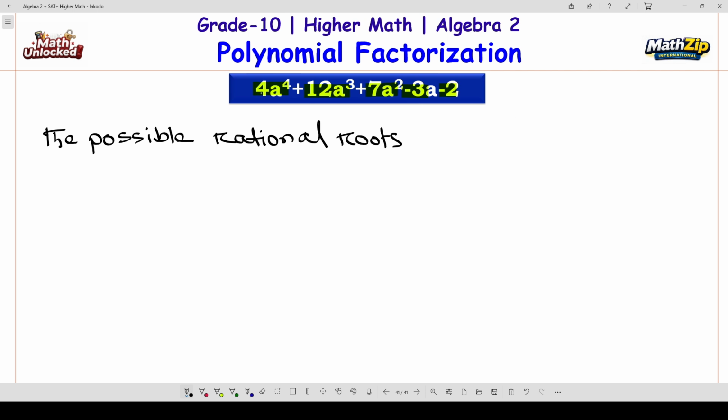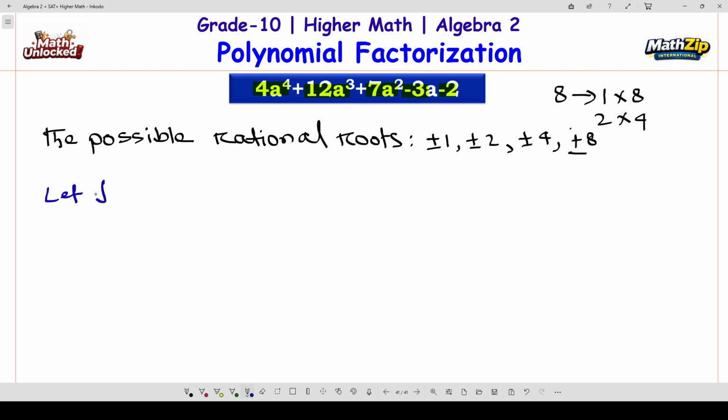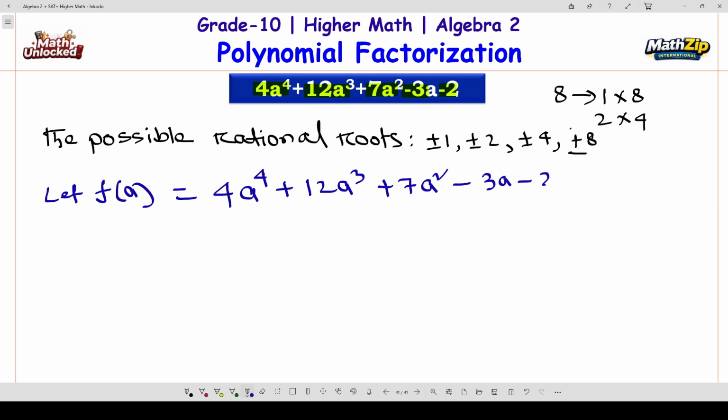So it can be, here is a 4 and 2, once we multiply it will become 8. So it can be 1 times 8, 2 times 4. So possible root can be plus minus 1, plus minus 2, plus minus 4, plus minus 8. It's a possible, it's not fixed. Now find the root. Let function of a equals 4a to the power 4 plus 12a cube plus 7a square minus 3a minus 2.